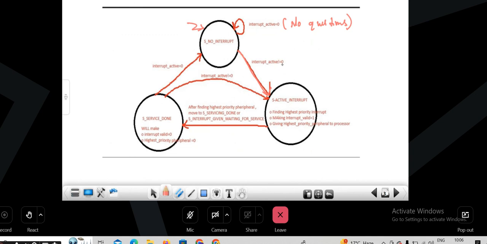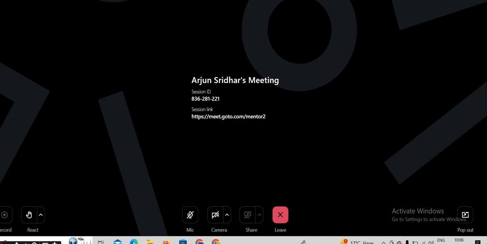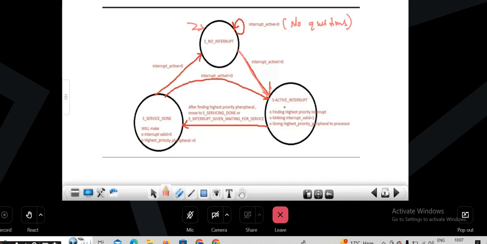Now I'll go to the next state. After doing these three things, we go to the next state. After finding the highest priority peripheral, I move to the service done state, or I can write service interrupt given. Service interrupt given means I have given the questions to you, waiting for service. You answer the question to the student and you tell me. Correct? Now I'll go to the next state. Did you understand?